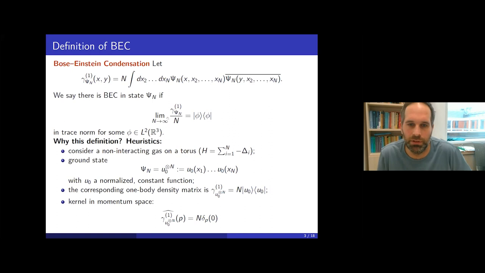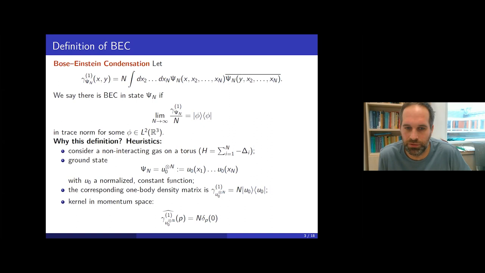So where does this come from? What are the heuristics behind this definition? To this end, let us consider a non-interacting gas on a torus. We take a box with periodic boundary conditions, and we take the Hamiltonian which is the minus Laplacian for each particle. So just the kinetic energy, no interaction, and then it's clear that the ground state is a product state, u tensor n, which is just the multiplication of u in different variables, from x1 to xn. This is a symmetric state, a perfect bosonic state. In the box, it's just a constant wave function, which you normalize with the size of the box.